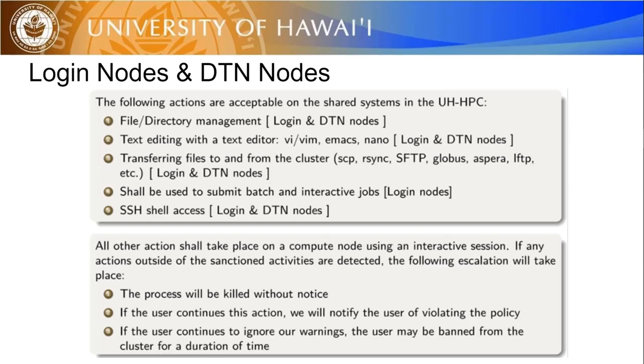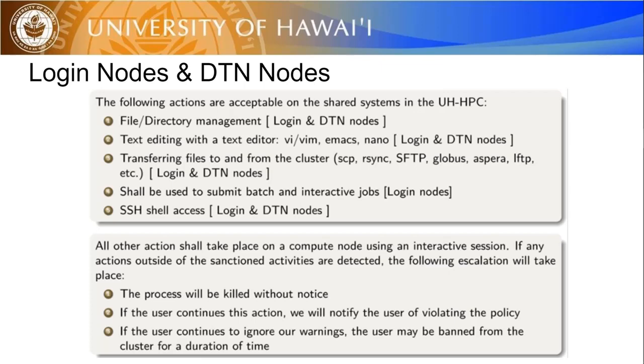Now, for more specific UH HPC policies, only certain actions are permitted on the login and DTN nodes. These include file and directory management, SSH shell access, text editing, and transferring files to and from the cluster. In addition, submitting SBatch and interactive jobs is only allowed on the login nodes. All other actions shall take place on a compute node using an interactive session.